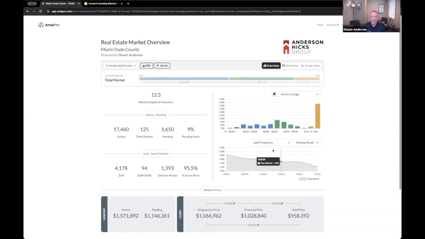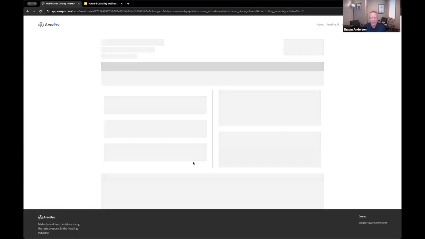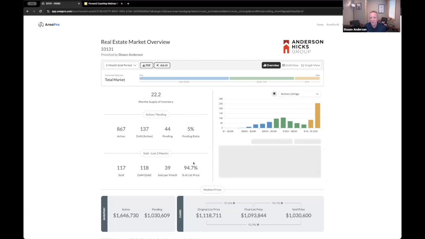So we talked about zooming in. Now I also built the area for the zip code, and in one click we just went one level, because you might have someone say, well, yeah, this is Miami-Dade, but what's happening in my zip code? Well, let's look.